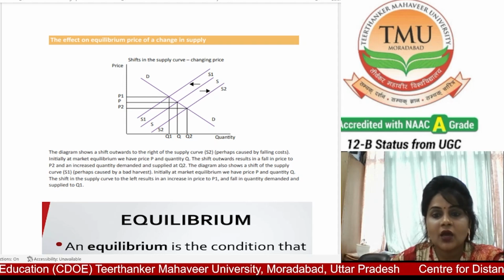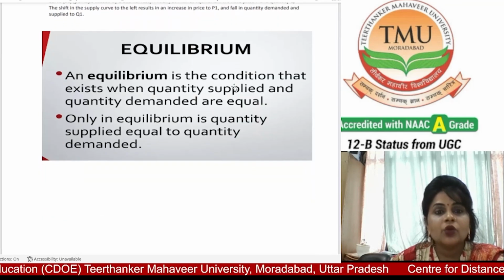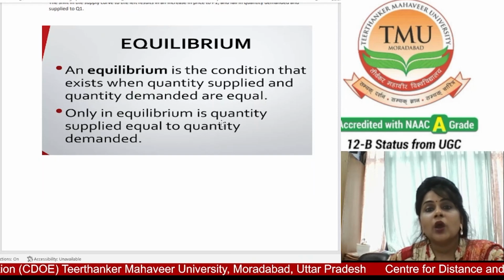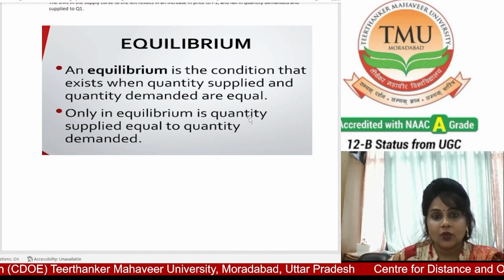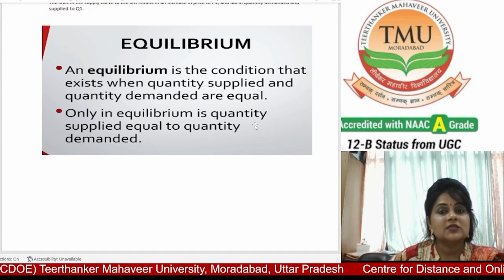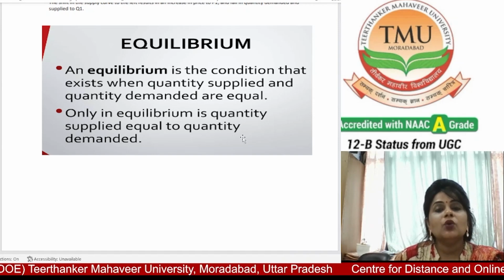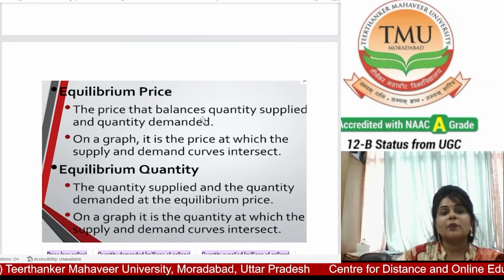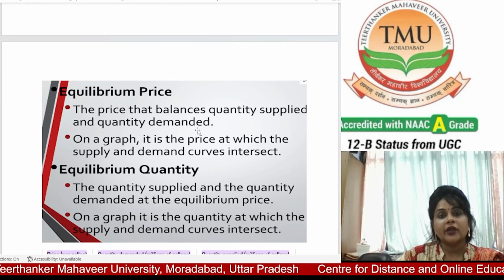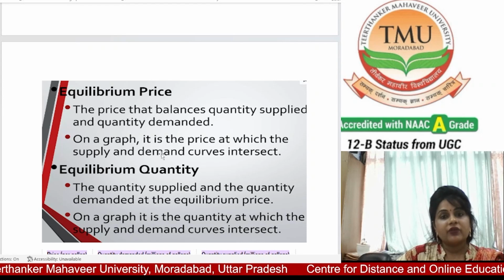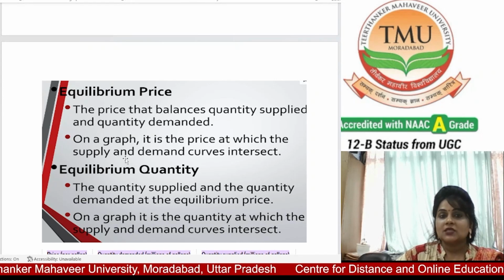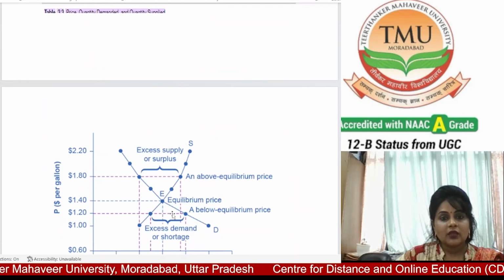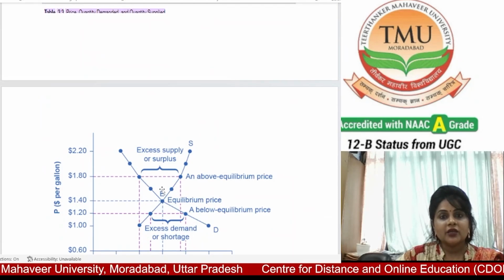Now we discuss the equilibrium. Equilibrium is the condition that exists when quantity supplied and quantity demanded are equal. Only in equilibrium is quantity supplied equal to quantity demanded. And equilibrium price is the price that balances quantity supplied and quantity demanded. On a graph, it is the price at which the supply and demand curves intersect. Here you see where the supply and demand curves cut each other.